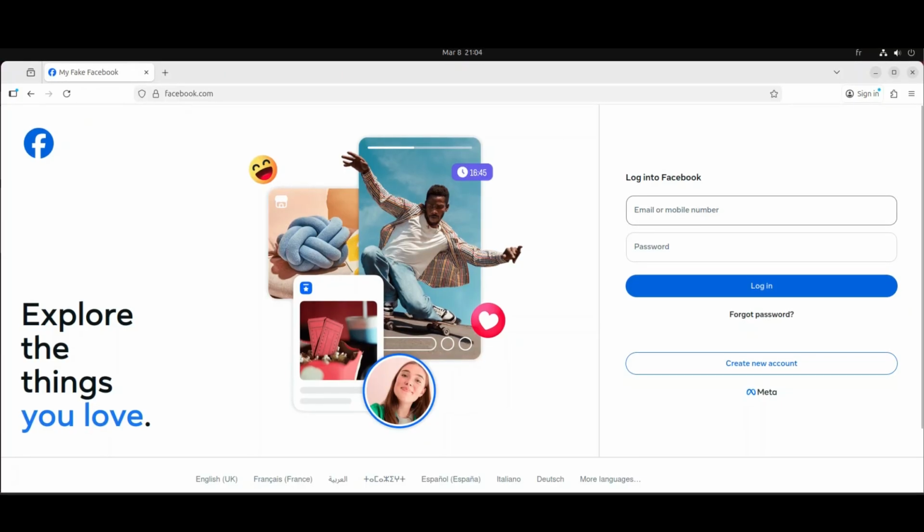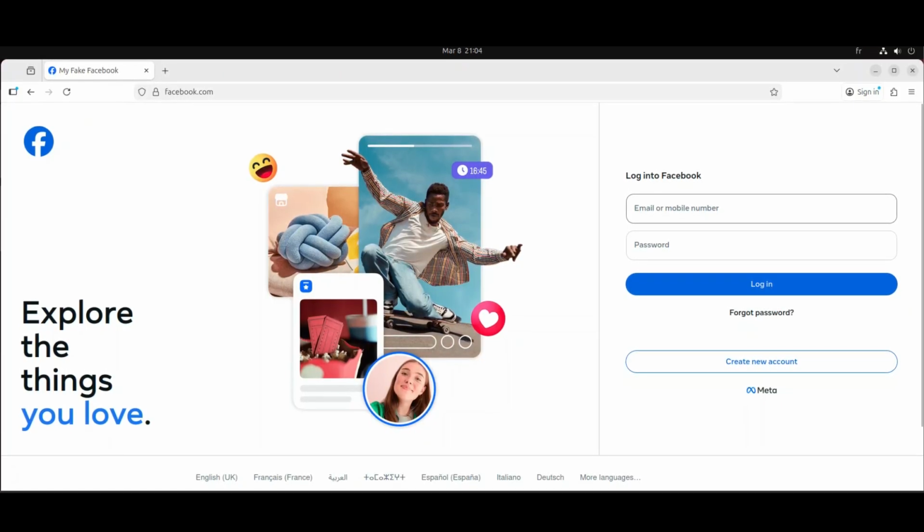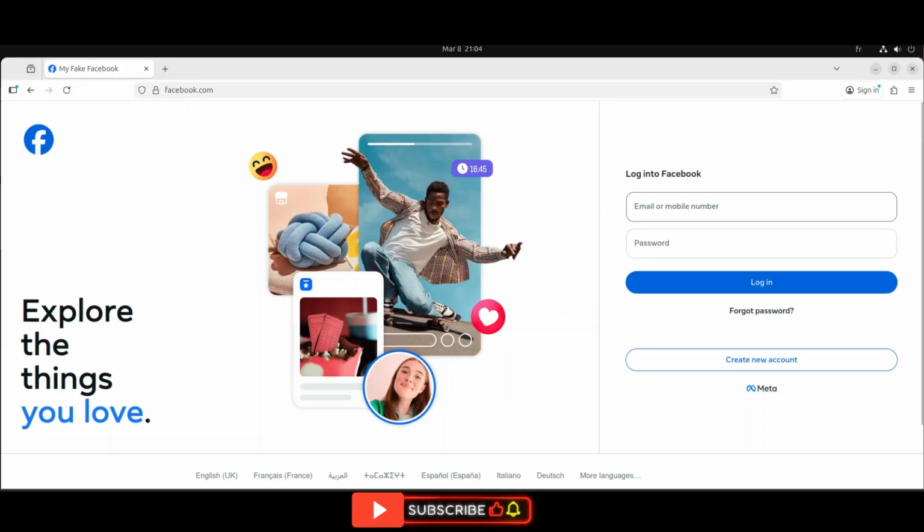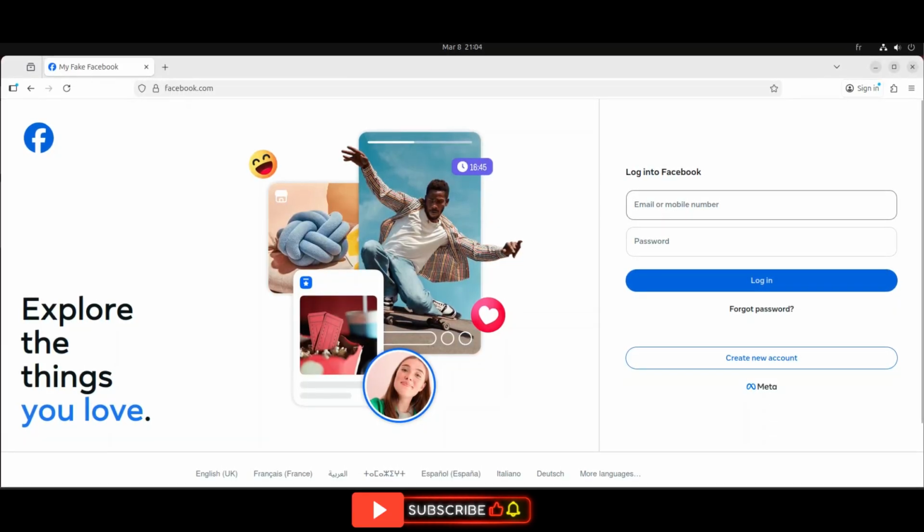So the real question is, how did I make the browser trust facebook.com even though the traffic is being redirected to my own server? Let's see how this works.